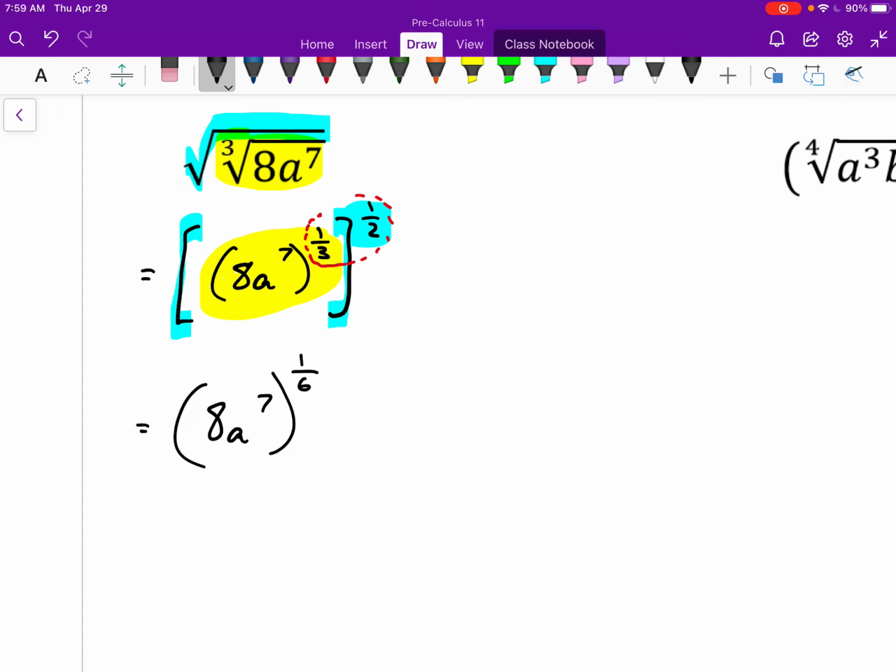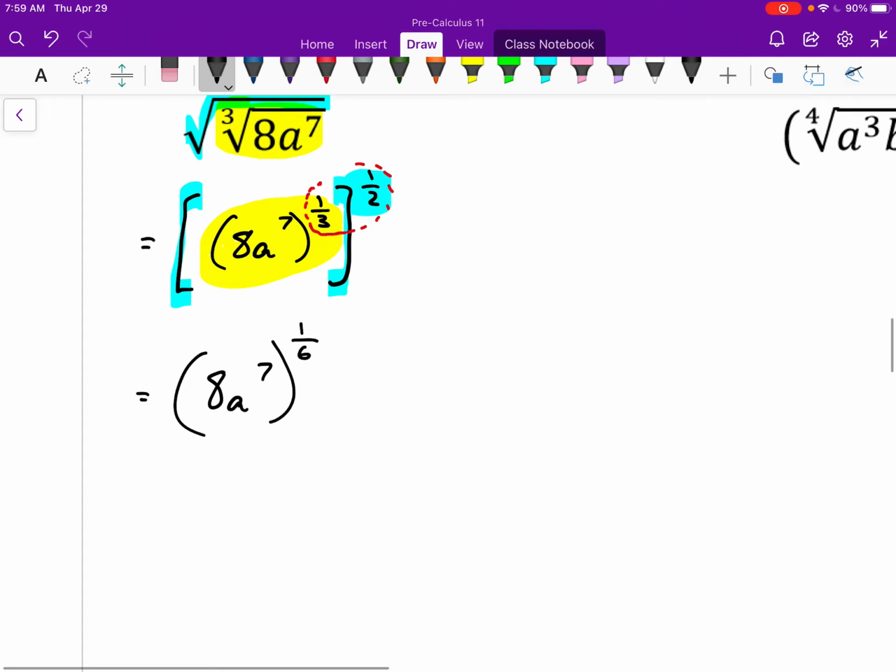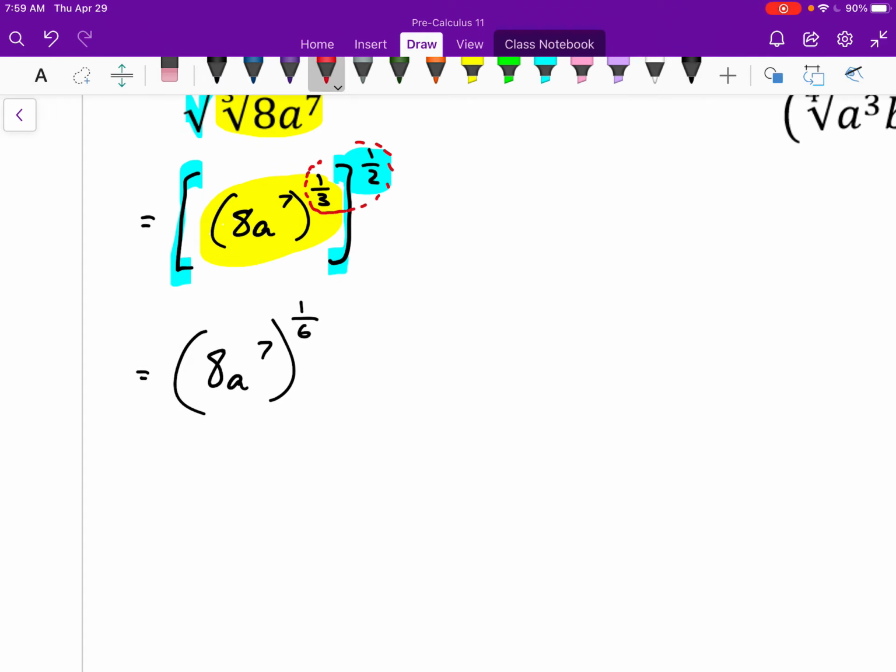Now, let's be a little bit careful here. You could be tempted to just multiply these together and say this equals 8 times a to the 7/6, which is wrong. It's not terrible, but it is wrong. And that's because I'm ignoring that 8. Keep in mind again, the 8 is not being raised to the power of 7, only the a is, which we can see from where the brackets are.